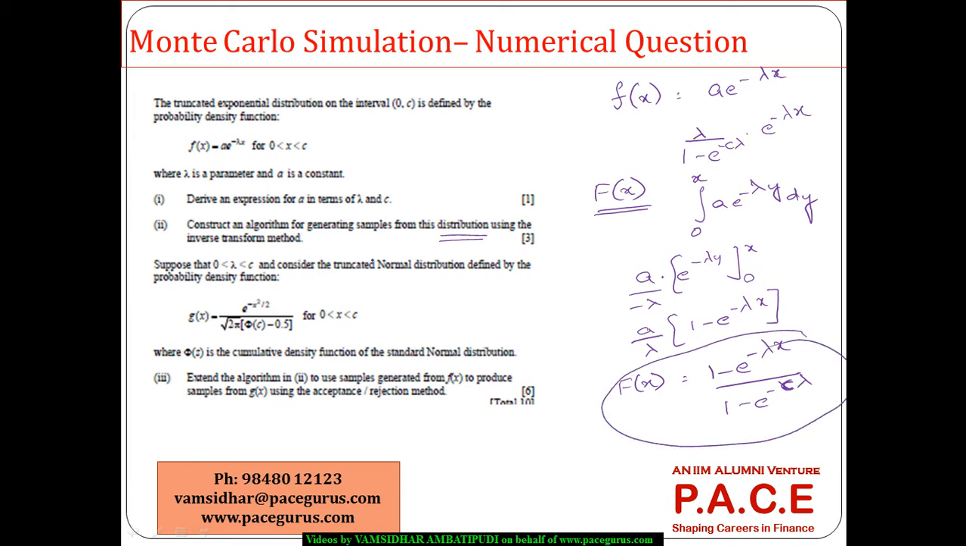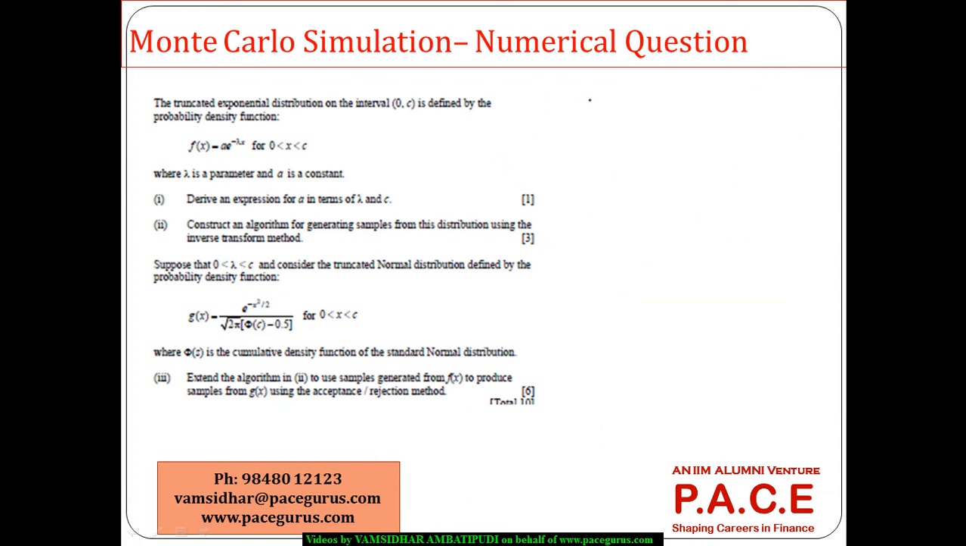Now for generating the random sample, what is the process for us? Once I have this distribution function, I will have to find the inverse of this. So let me take some u equal to capital F of x. So I'll take it as 1 minus e power minus lambda x divided by 1 minus e power minus lambda c. Now this is from where I try to find my x.